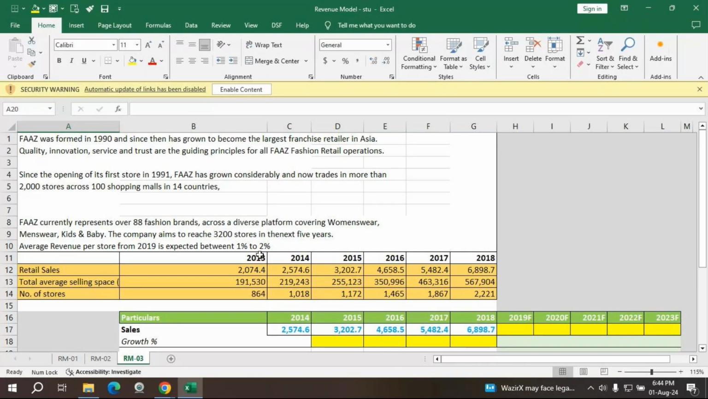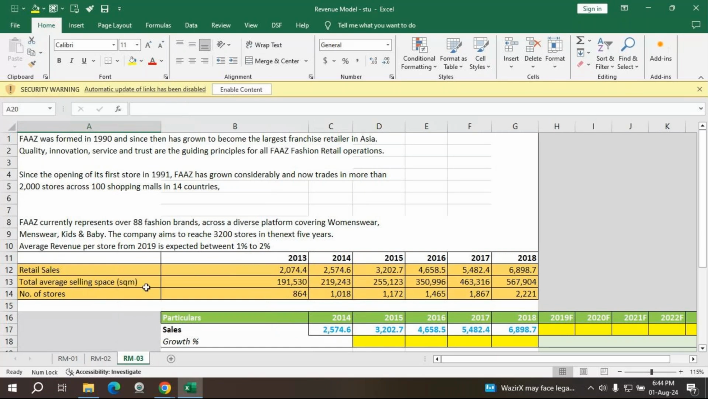Here they have given the retail sales, the total average selling space per square meter, and the number of stores, and how much they have increased. At the end of 2018, they had 2221 stores. Now they want to increase to 3200 stores by 2019. And here they are saying the average revenue per store from 2019 is expected to grow between 1% to 2%.